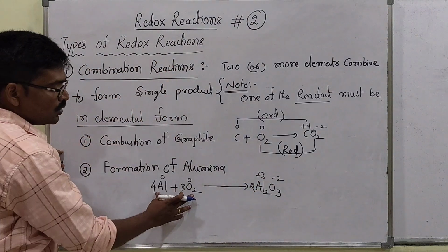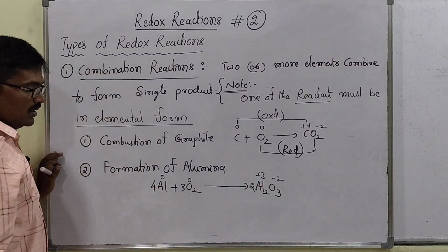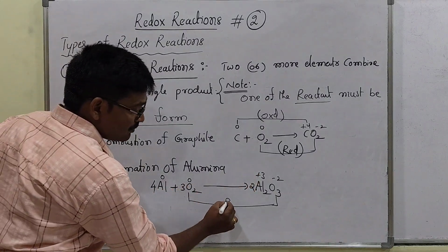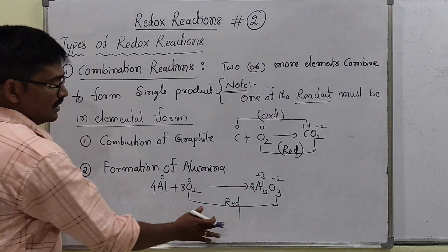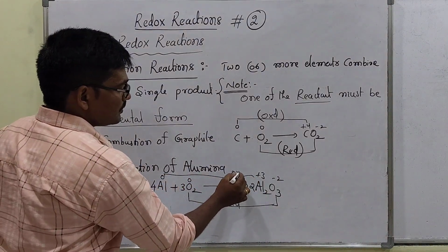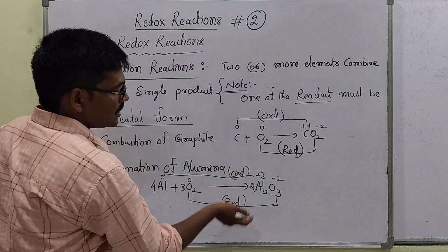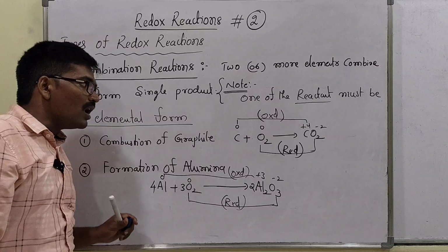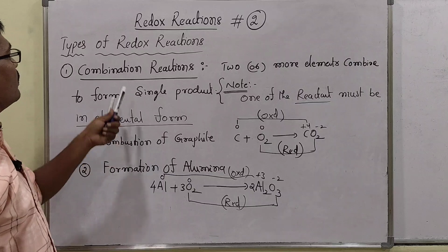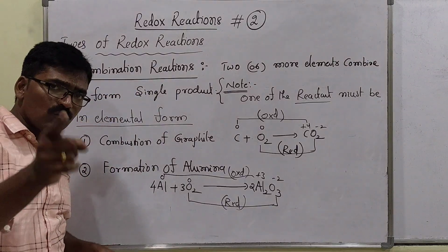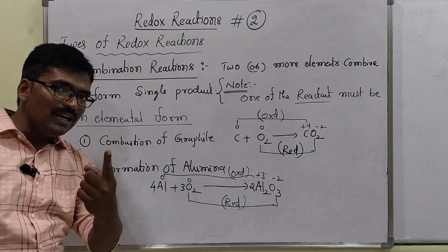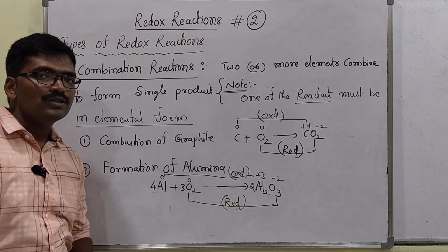So according to the definition, two elements combined, one single product is formed. Oxygen 0 to -2, oxidation number decreases, so reduction takes place. Aluminium 0 to +3, so oxidation. Oxidation and reduction both take place in the reaction. According to the statement, all conditions are satisfied, so these two belong to combination reactions. If they ask which of the following is a combination reaction, you have to remember: one of the reactants is in the elemental form and a single product is formed.